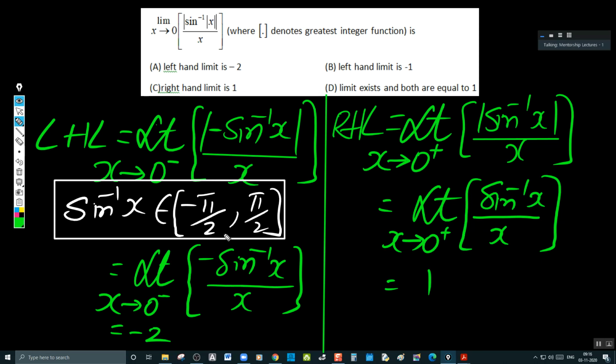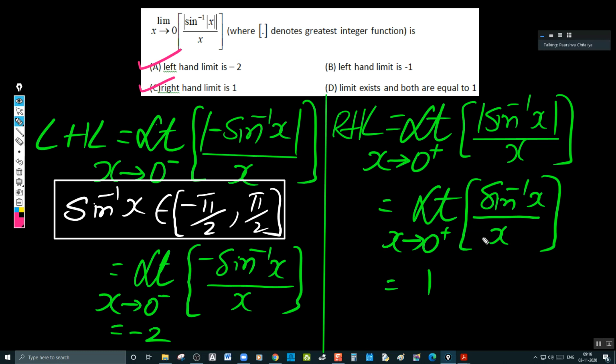I have shown you the formula. Limit of sine inverse x by x as x tends to 0 is also 1. So according to this, what should be our options? Let us check it out. Left-hand limit is minus 2, and left-hand limit is not minus 1. Right-hand limit is 1. So this is correct. A and C must be correct, please.